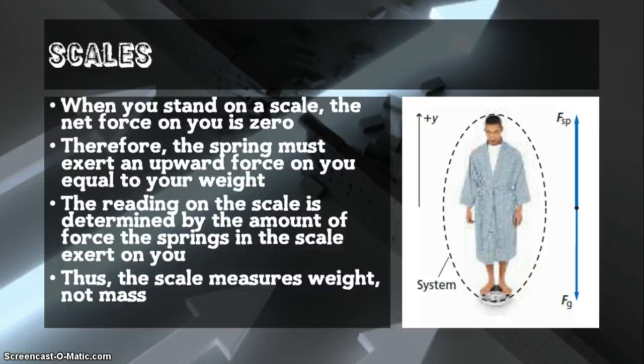Alright, so when you stand on a scale, you're not accelerating in any direction. So the net force on you must be zero. Therefore, since gravity is always pulling down on you, the spring has to exert an upward force that's equal in magnitude to your weight in the opposite direction, of course. The reading on the scale is actually determined by small springs in the scale that are calibrated to show how much force they're exerting on you. So this is the reason a bathroom scale measures your weight, not necessarily your mass.